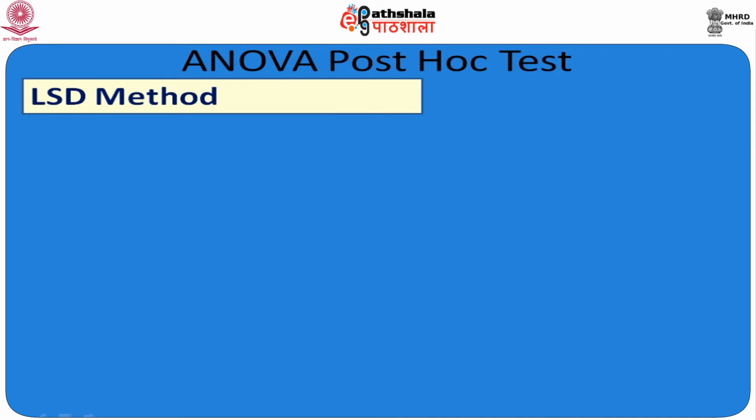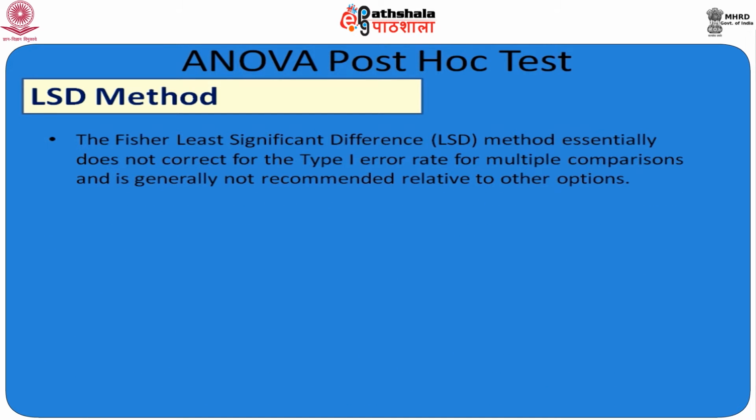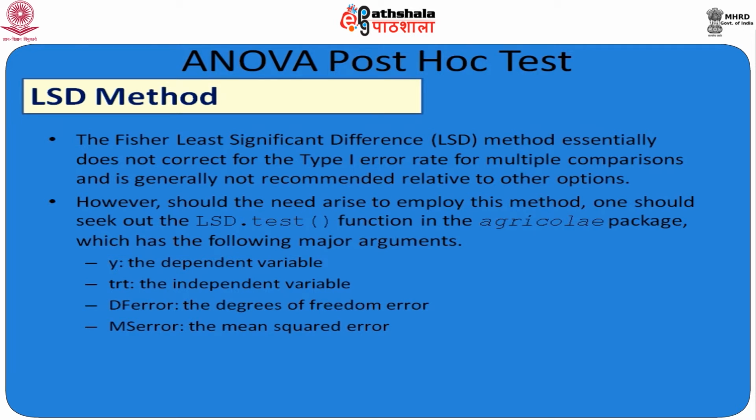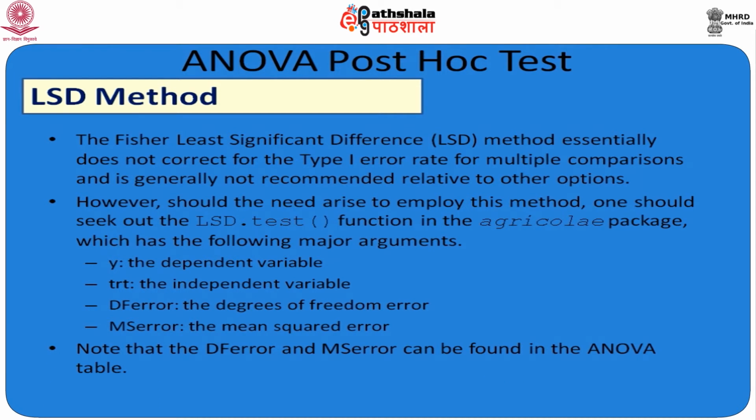Next is the least significant difference method introduced by Fisher. This method essentially does not correct the type 1 error rate for multiple comparisons and is generally not recommended relative to the other methods. However, if somebody wants to perform the LSD test, that function can be called from the agricolae package. That package has to be installed and loaded, then you will get the function LSD.test. In recent versions, these arguments are not required, and recent versions also help if you want to combine the LSD with Bonferroni or any other type of correction. I'll show that in a minute. If you want to use the old method, that is also accepted by this function, and the DF error and the MS error can be found in the ANOVA table.